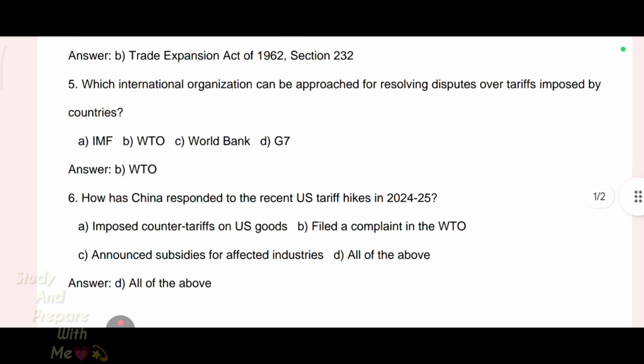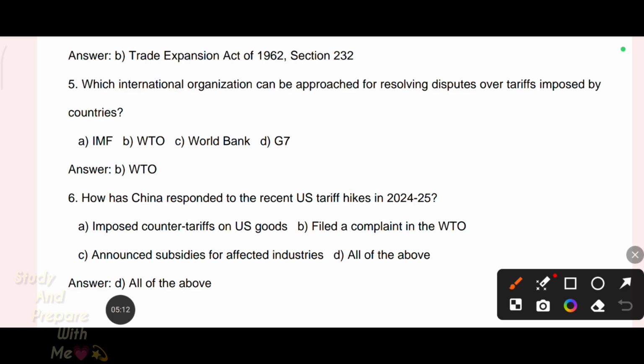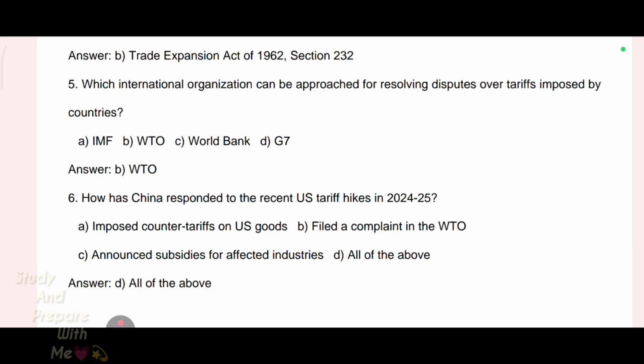Which international organization can be approached for resolving disputes over tariffs imposed by countries? IMF, WTO, World Bank, or G7? Answer is World Trade Organization or WTO.